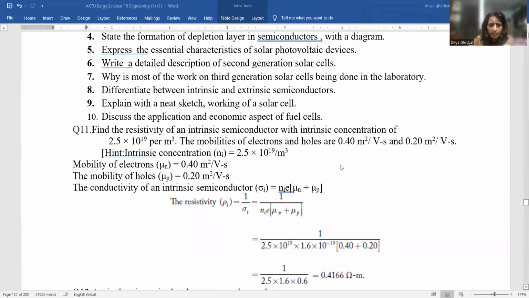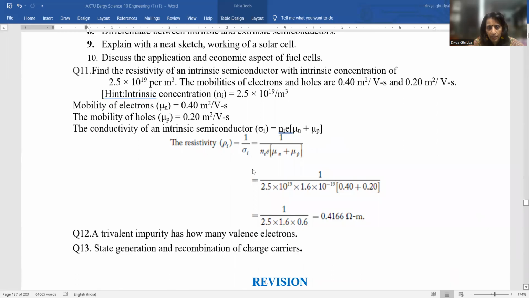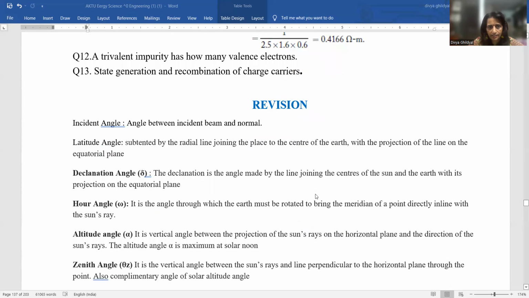Semiconductor cell. One numerical: find the resistivity of an intrinsic semiconductor with intrinsic concentration of 2.5 into 10 to the power of 19 per meter cube. The mobilities of electrons and holes are given. The resistivity formula is 1 upon sigma is equal to 1 upon ni e into (mu n plus mu p). You have been given these standard values, just put them in the formula and you will get the answer.